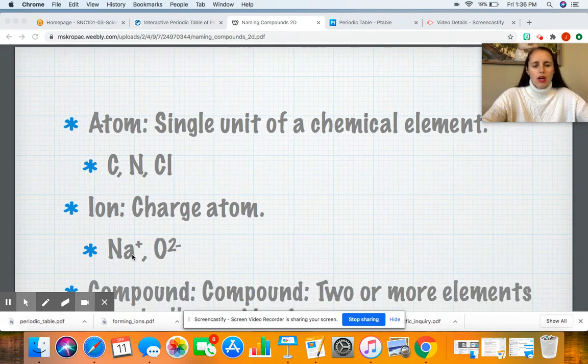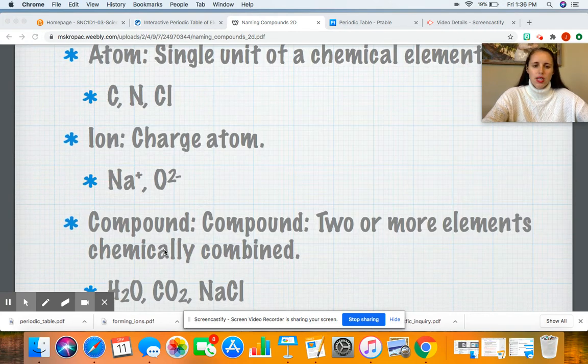In grade 9, we also looked at ions. An ion is a charged atom. So it's something that's gained or lost electrons. So how do we know it has a charge, or how do we know it's an ion? It's got this charge here. So the fact that sodium has a charge of +1, we know it's an ion. The fact that we know oxygen has a charge of 2-, it's an ion. So it's gained or lost electrons to become more stable.